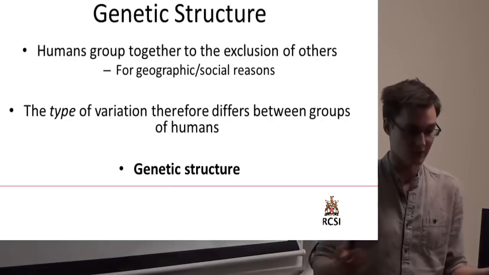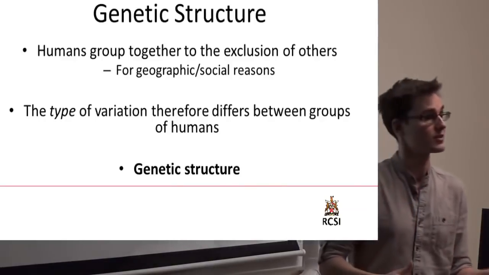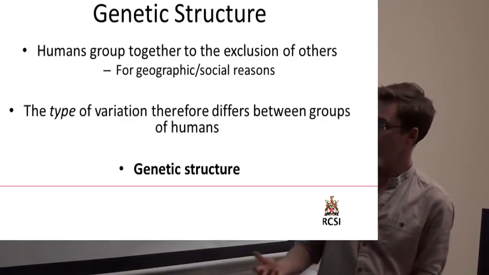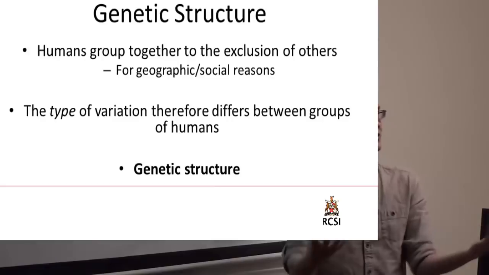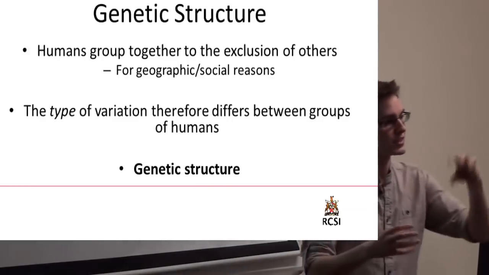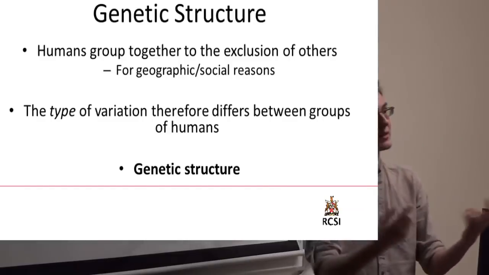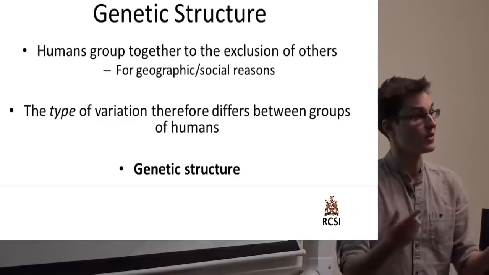For the vast majority of human history in Europe, you're more likely to have a child with someone that also lives in Europe compared to someone that lives in Asia, for example. And because people tend to keep within their own groups at a continental scale or even at a country scale, the type of variation you see in these different groups varies because they keep the same sort of genetic material and the same sort of genetic variation within that group.